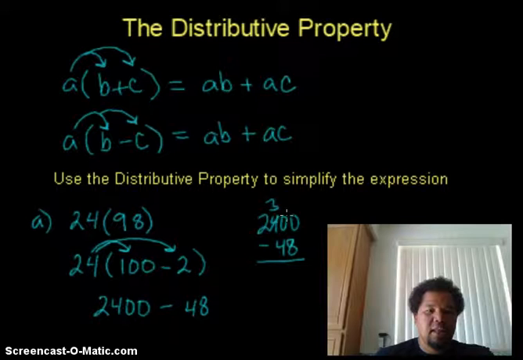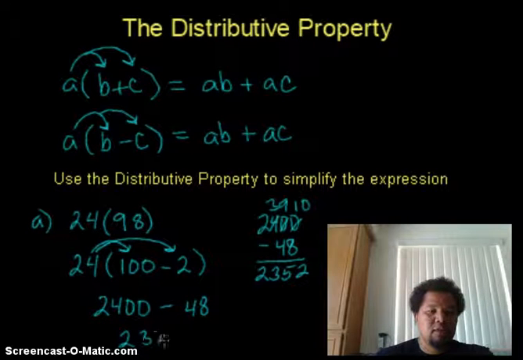Borrow from here, make that a 3. This is a 9, and this is 10. So 10 take away 8 is 2. 9 take away 4 is 5. 3 take away nothing is 3. 2 take away nothing is 2. So we get 2,352.